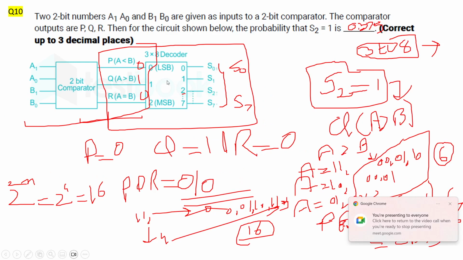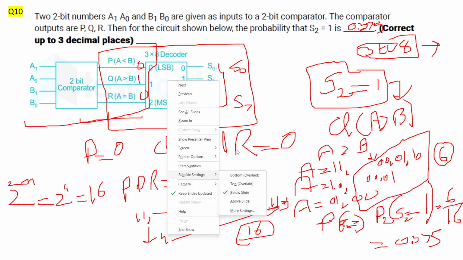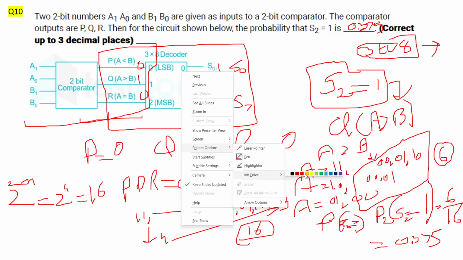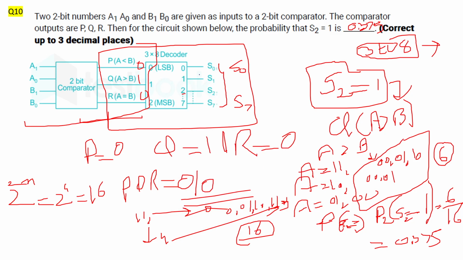But I was just saying, break it. So when will S2 be equal to 1? My initial question to you was that; I think there were some connection issues with you. When will S2 be equal to 1? S2 will be equal to 1 when P is equal to 0, Q is equal to 1, and R is equal to 0, right? Now taking the comparator case, that means A greater than B, because Q is equal to 1. So when will A be greater than B? There are 6 possible cases when A will be greater than B.